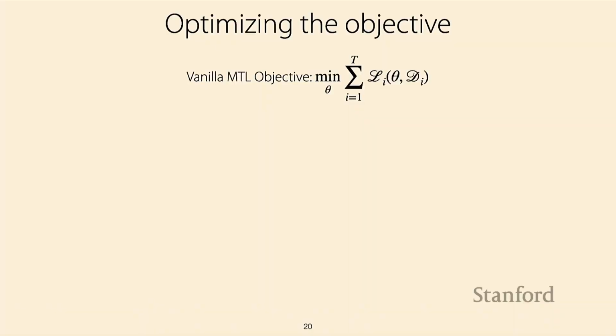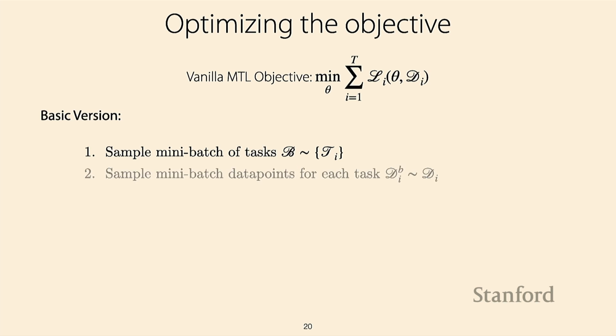Great. And then lastly, we'll briefly talk about the optimization process itself before going into a case study. I'm just going to go over the standard optimization process that we might do for this objective because in general, it works pretty well. The basic version of this is we'll sample a mini batch of tasks. If we only have 3 tasks, then we can just sample all 3. But if you have a very large number of tasks, you might just sample a subset of those tasks.